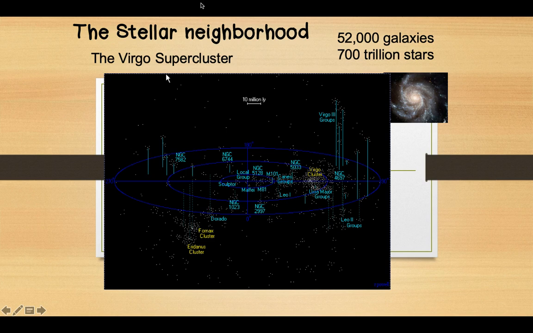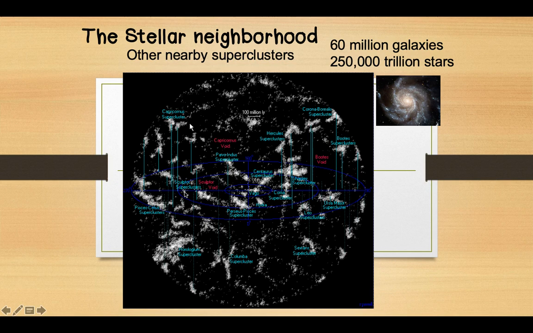Okay, so then we go even more: 52,000 different galaxies, 700 trillion stars. This is a supercluster, like a cluster of different galaxies, right? So we think about these different clusters, where we fit into it. So we've got these different local groups. This was our local group, and then you've got all these other ones. Oh man, and then different superclusters.